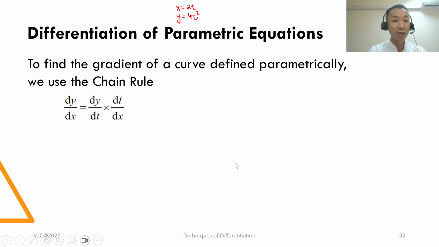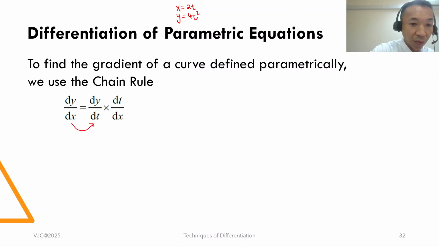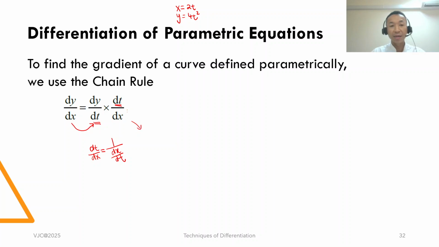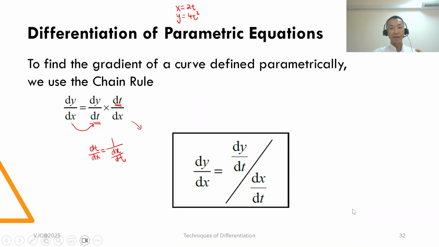Let's not forget the chain rule. When applied to y and t, dy/dx is dy/dt times dt/dx. Now, I also want to say that dt/dx is 1 over dx/dt. So if we change dt/dx to 1 over dx/dt, this is most useful to find dy/dx with everything in terms of t.